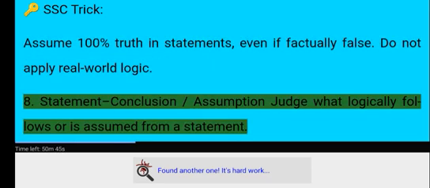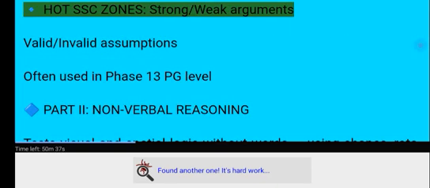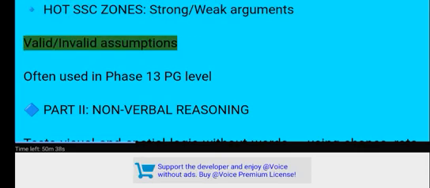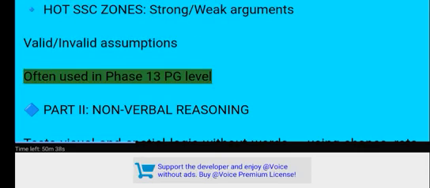8. Statement, conclusion, assumption: judge what logically follows or is assumed from a statement. Hot SSC zones: strong and weak arguments, valid and invalid assumptions. Often used in Phase 13 PG level.